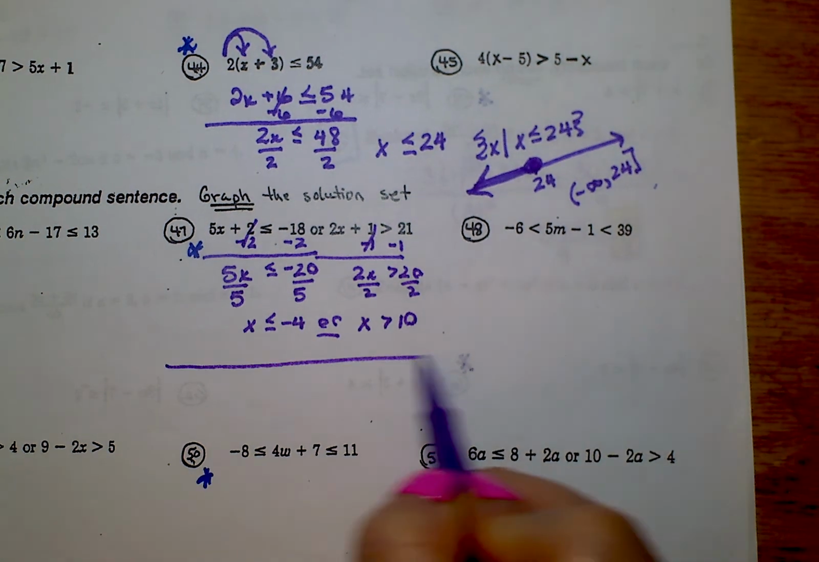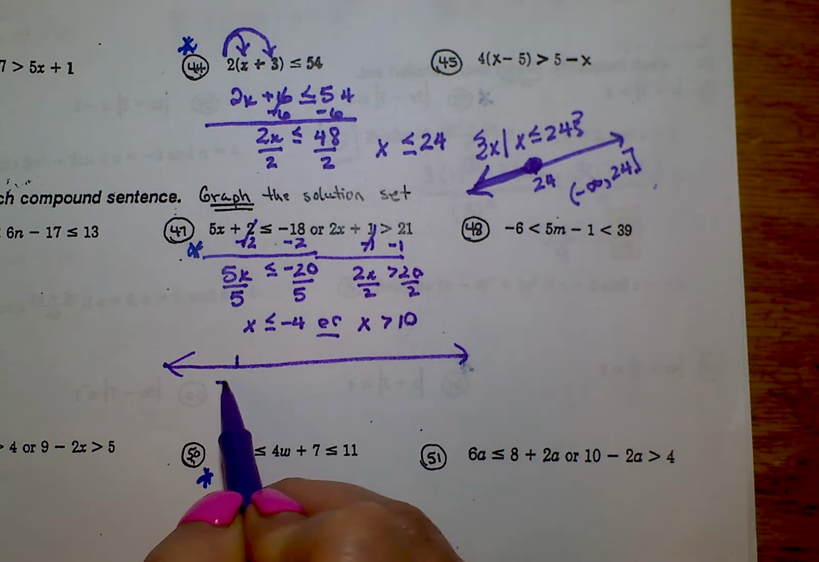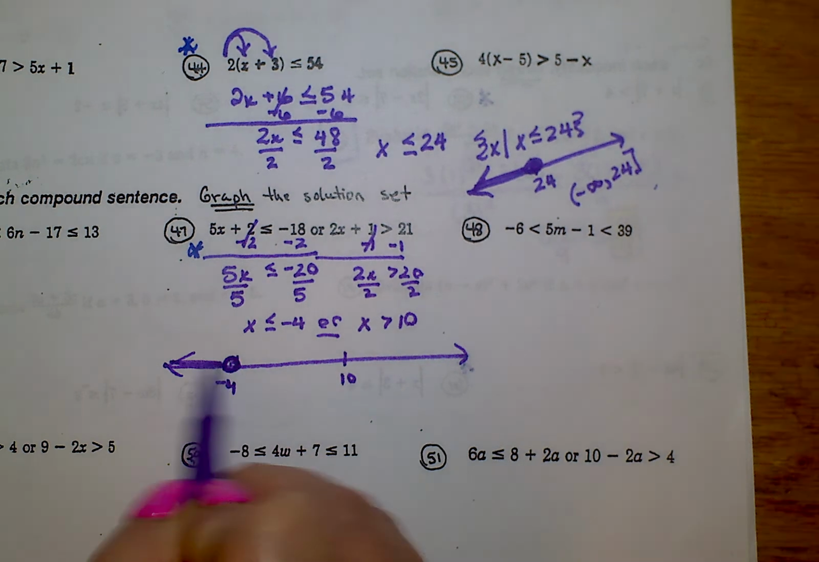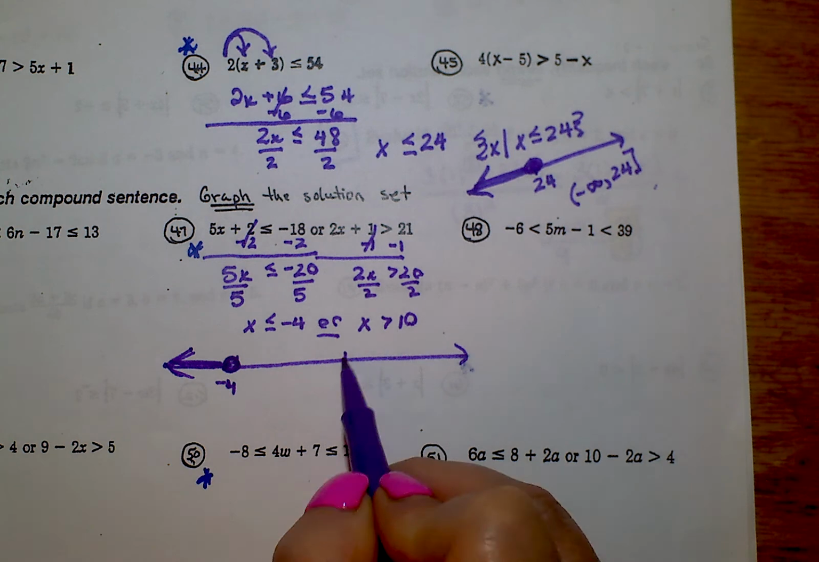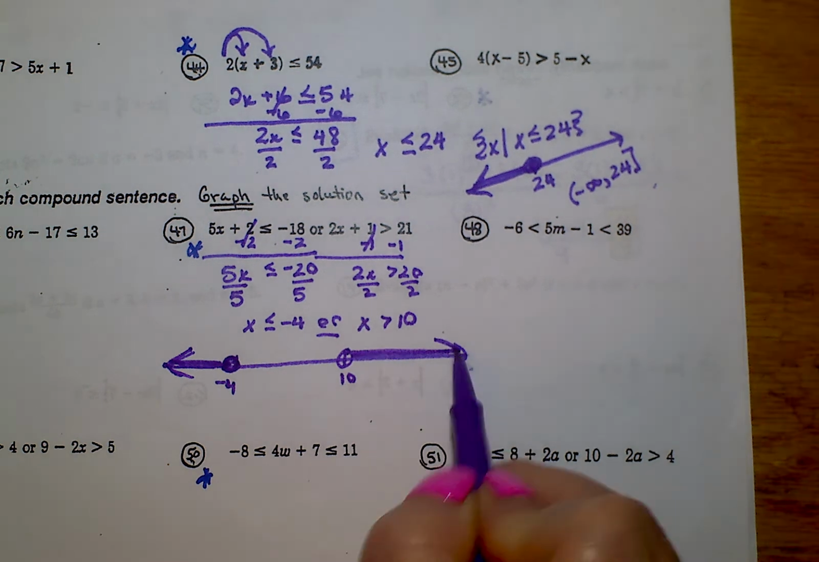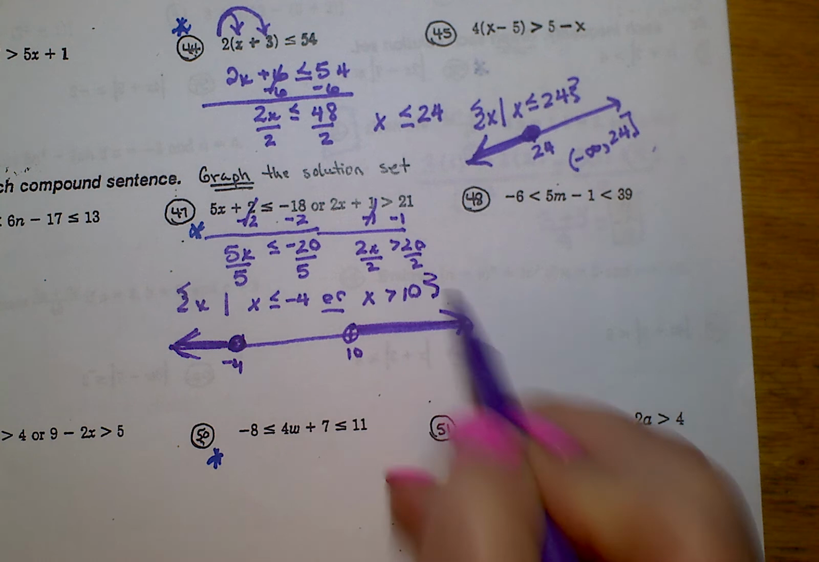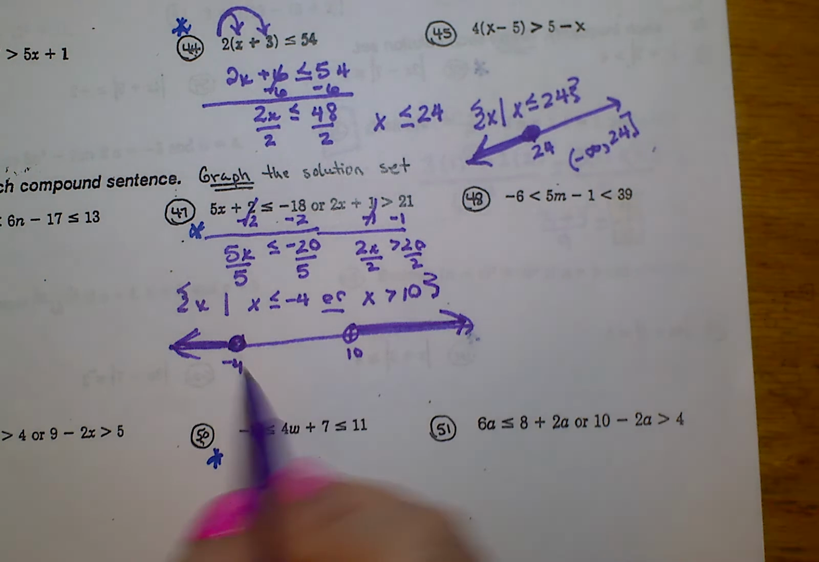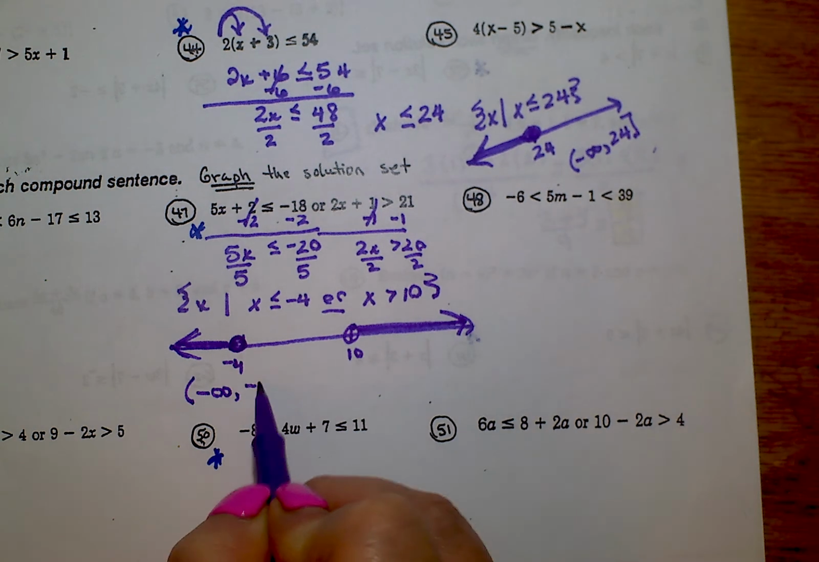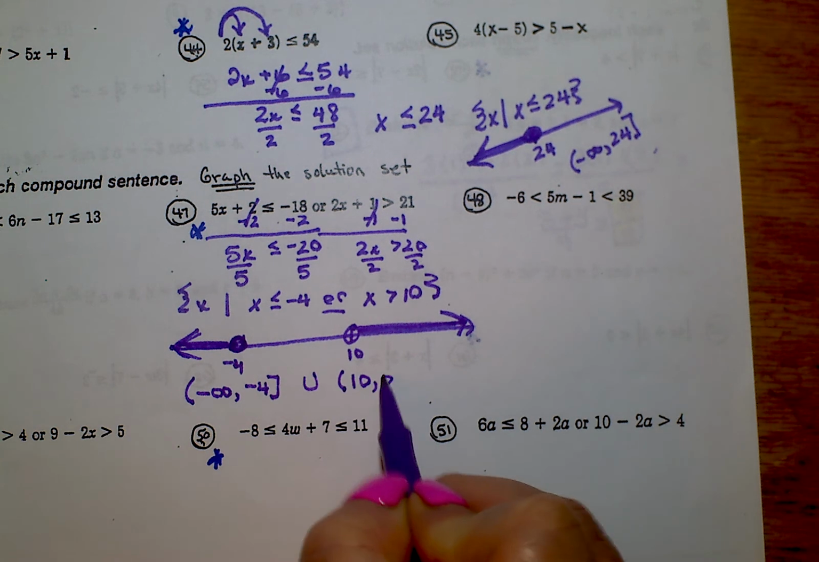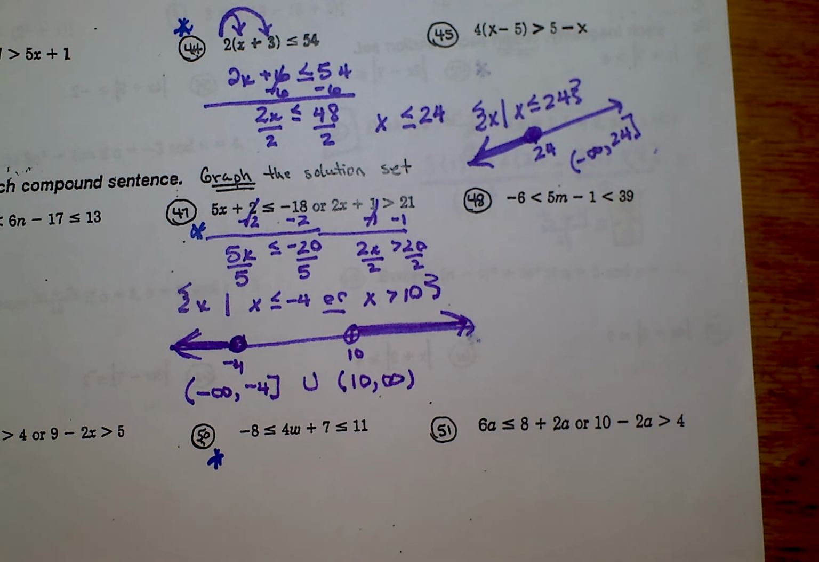Okay, so I'm going to go ahead and graph that. So we'd have a -4 and a 10. That's closed to the left. This one would be open to the right. We'll put that top part in set. You always want the lowest on the left. So -infinity, -4 bracket. Use a union, 10's open to positive infinity.